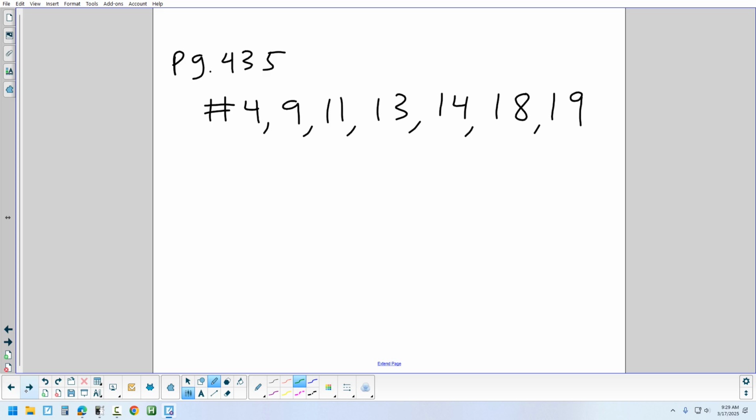On page 435, those are the law of sines problems. Keep in mind, you could have some with no solution. In fact, I know you do. And there might be some with 2 solutions. I think there's at least a couple that are no solution. Problems 4, 9, 11, 13, 14, 18, and 19.